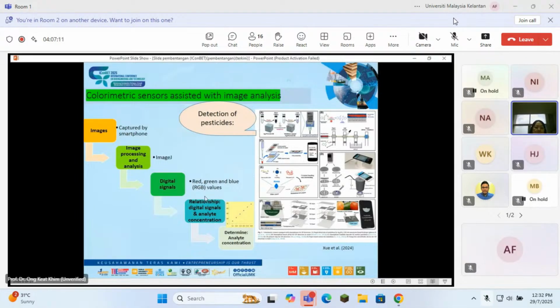From there we can construct a calibration curve by plotting digital signal versus analyte concentration. As you see, this one is the calibration curve. From this calibration curve, we can determine the analyte concentration in the sample. This figure shows a few examples of colorimetric detection using image analysis process to detect pesticide.